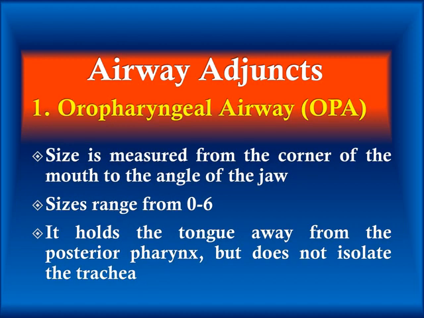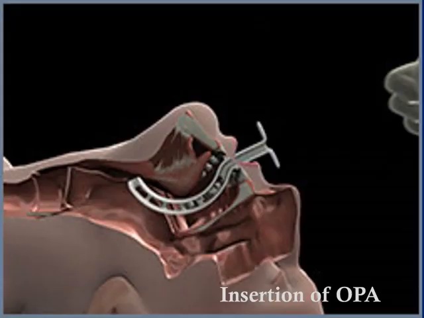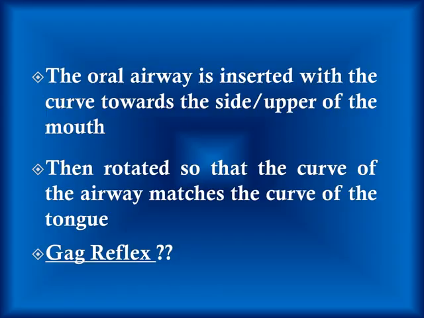OPA. The proper size of the oropharyngeal airway is measured from the corner of the mouth to the angle of the jaw. It has many sizes, ranging from 0 to 6. It holds the tongue away from the posterior pharynx but does not isolate the trachea. This is the proper size of the oropharyngeal airway, from the corner of the mouth to the angle of the jaw.